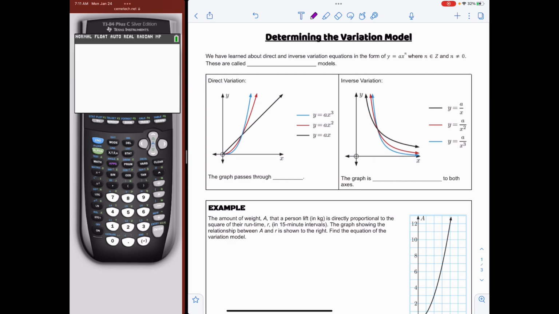Hello, today we're going to talk about variation models. So, the first thing that we're going to discuss is how to determine the variation model.